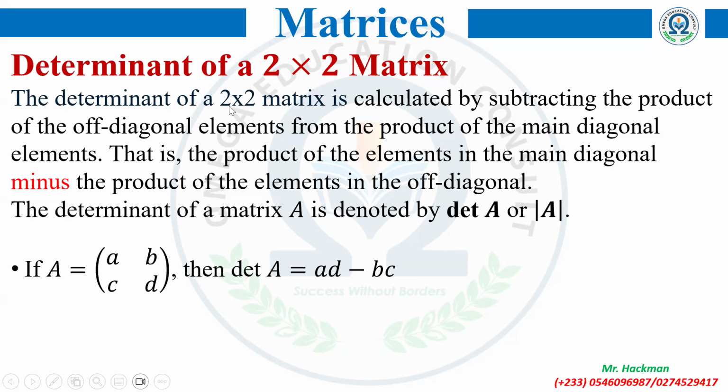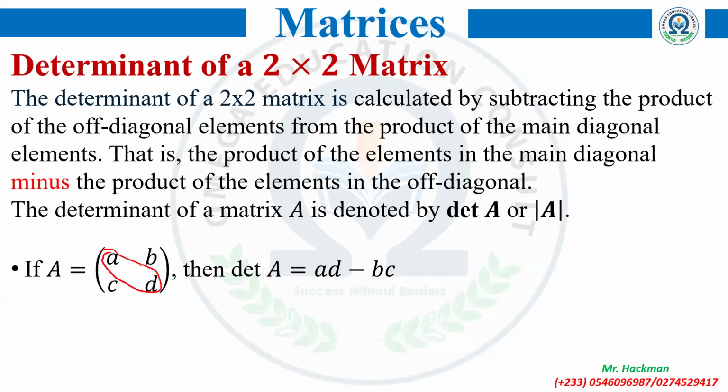The determinant of a 2 by 2 matrix is calculated by subtracting the product of the off-diagonal elements, and I will explain what we mean by off-diagonal, from the product of the main diagonal elements. That is, the product of the elements in the main diagonal minus the product of the elements in the off-diagonal. When you talk of the main diagonal, you are talking about the usual diagonal, the diagonal in this direction.